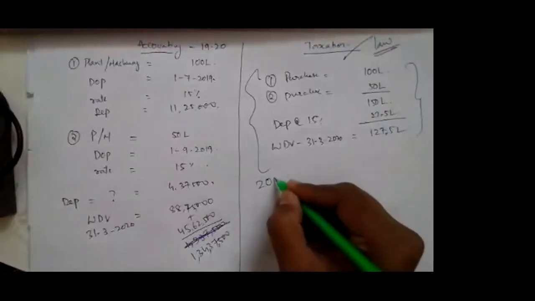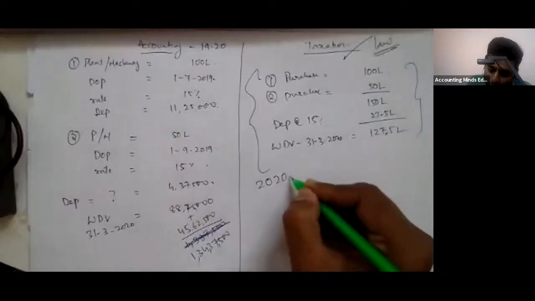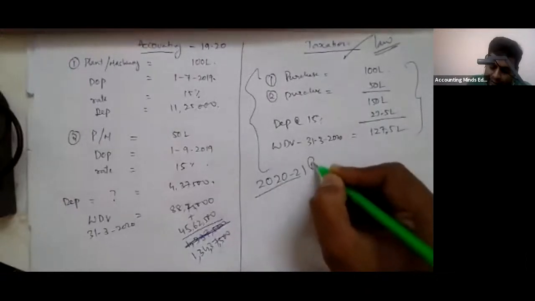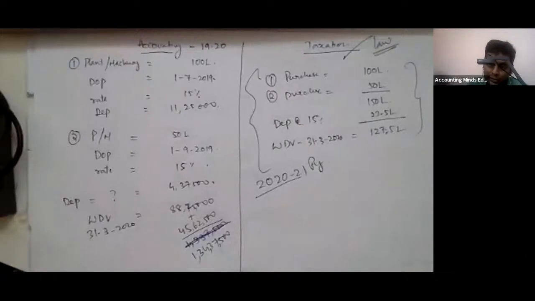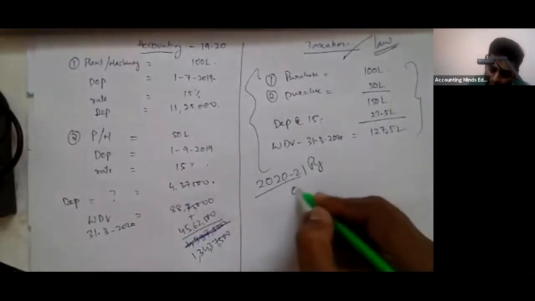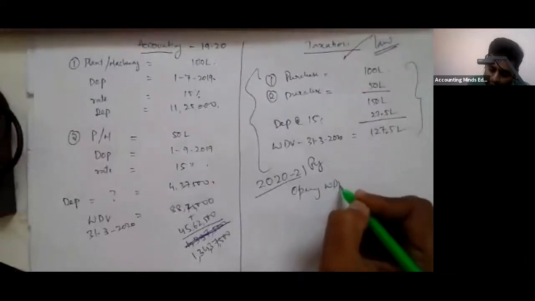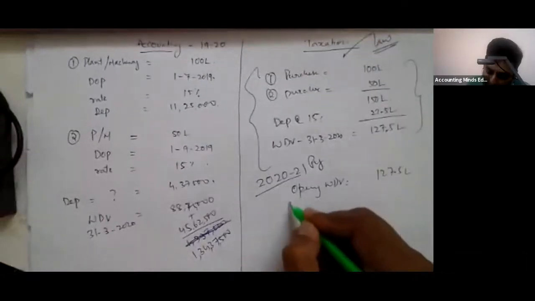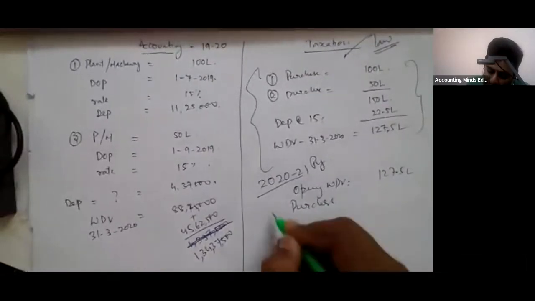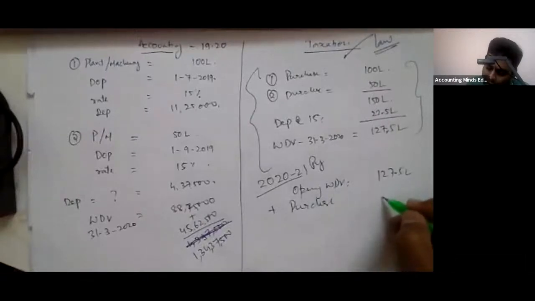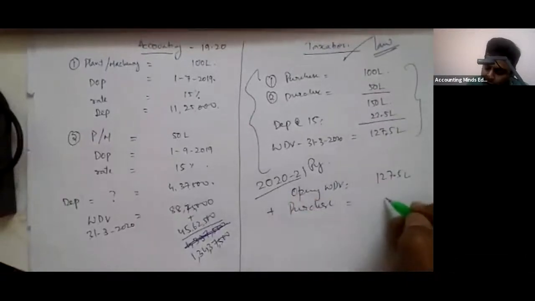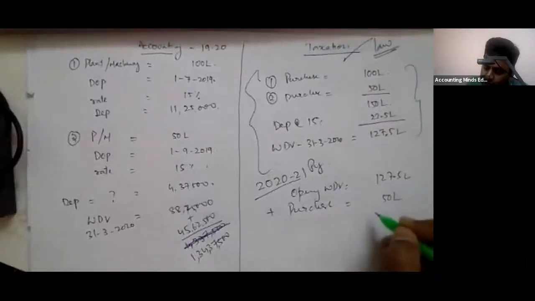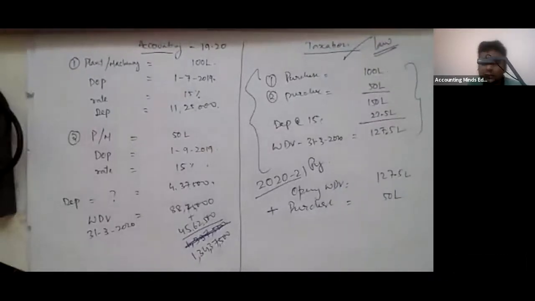So for the 2021 previous year, how will the depreciation be calculated? Opening WDV 127.5 lakhs. Were there any purchases? If there are any purchases, you add. Let us assume in this year there were around 50 lakhs purchased. So plus purchases. Are you getting it? Are you following it?